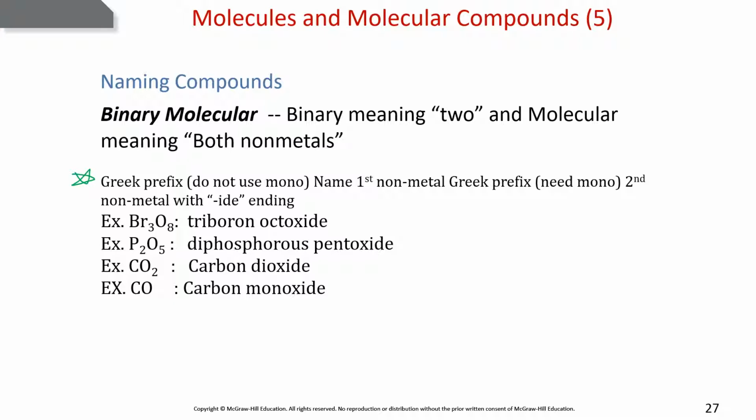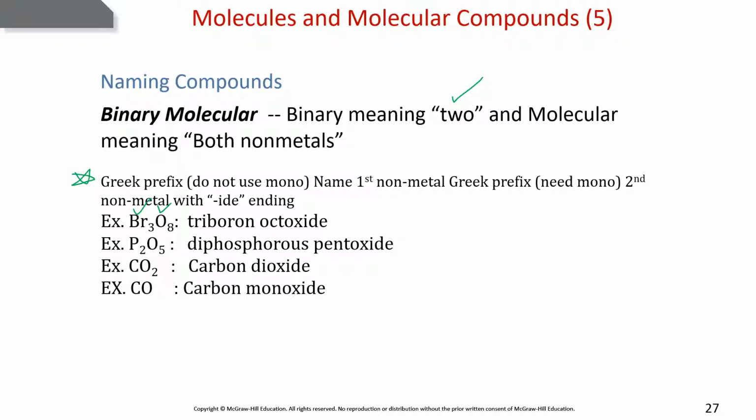Okay, so you use your Greek prefix and name the first nonmetal as is. Then you do the Greek prefix, need a mono if it's necessary, and write the second nonmetal name, changing to an IDE ending. So the first example is Br3O8. Here's my first entity, my second entity, my 2 individual elements, binary, and they're molecular as opposed to ionic because both Br and O are nonmetals.